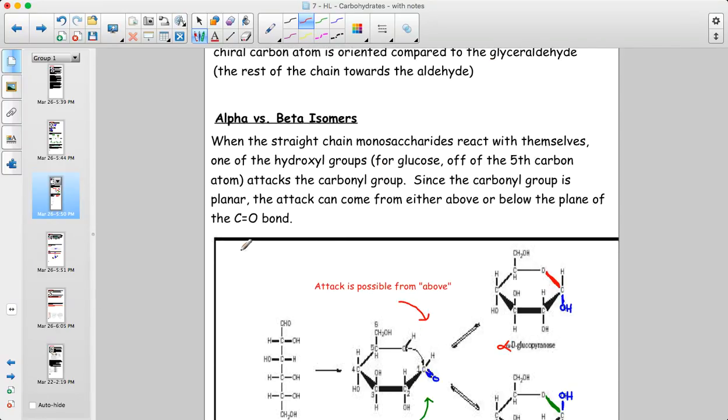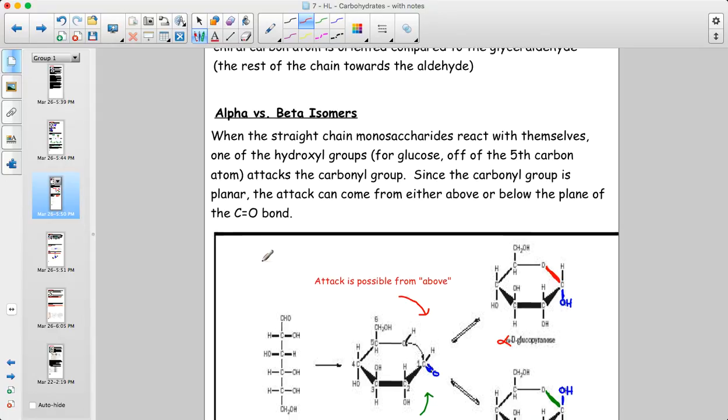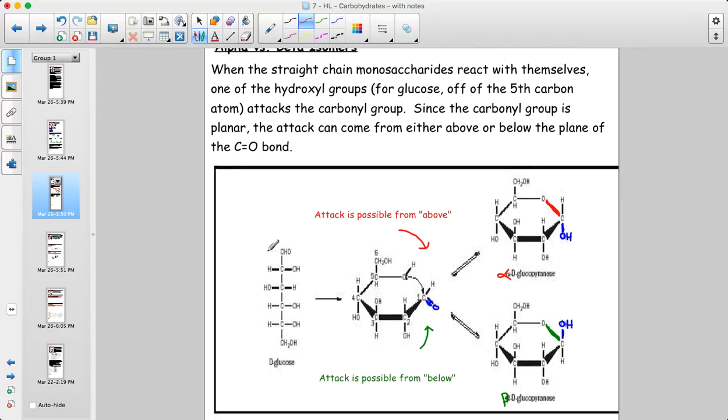Now, the other types of isomers to know about are the alpha versus beta isomers. When the straight chain glucose gets into an aqueous solution and it forms a ring with itself, it's actually because of this OH group, that all-important OH group that we just talked about, reacting with the carbon in the carbonyl group. So this oxygen that is in the red circle is going to become the oxygen in the ring of the molecule.